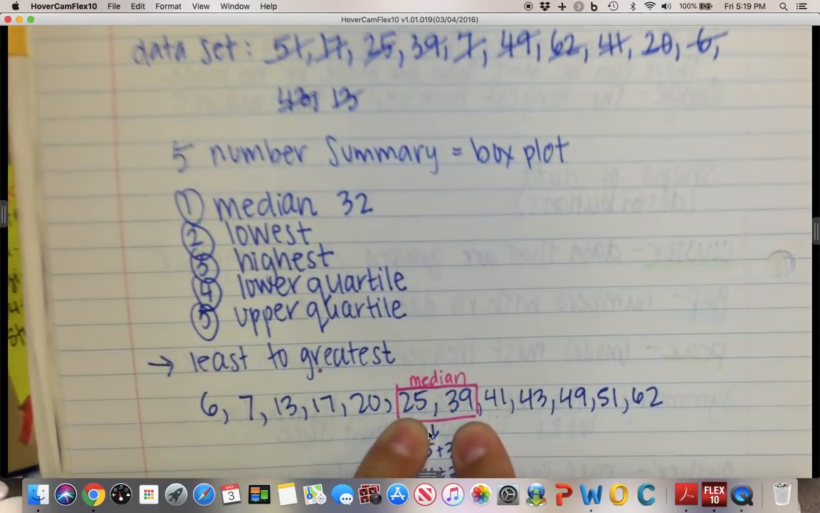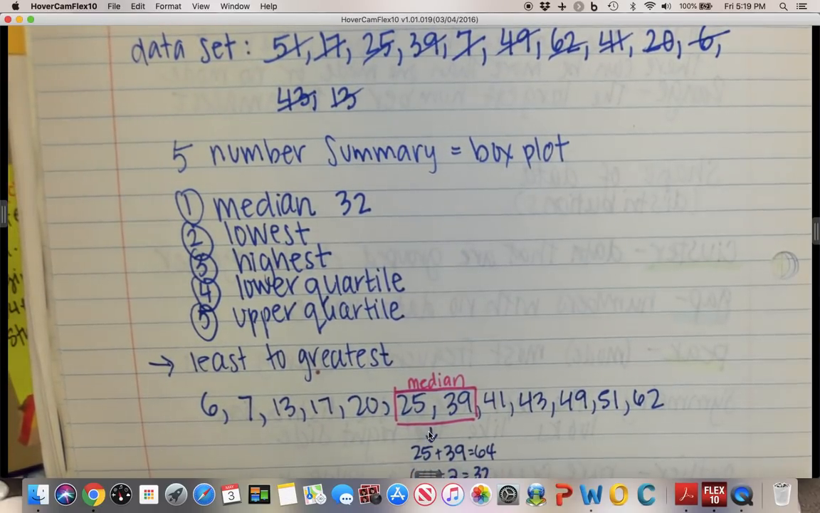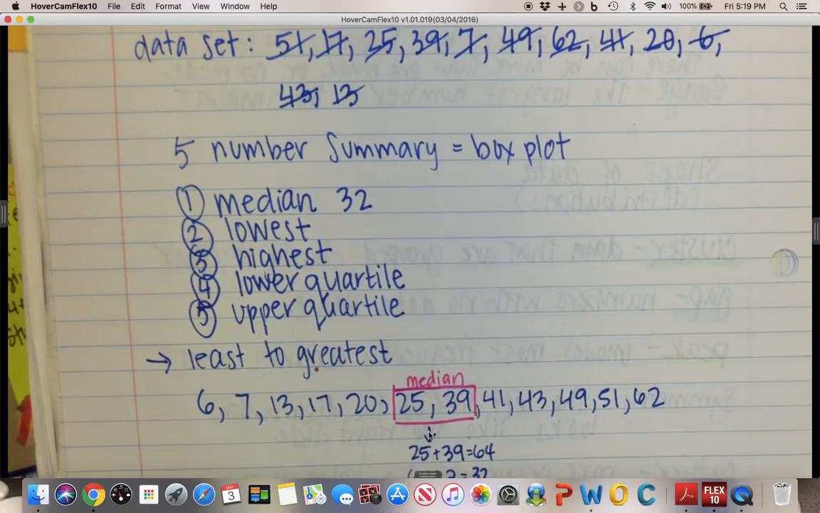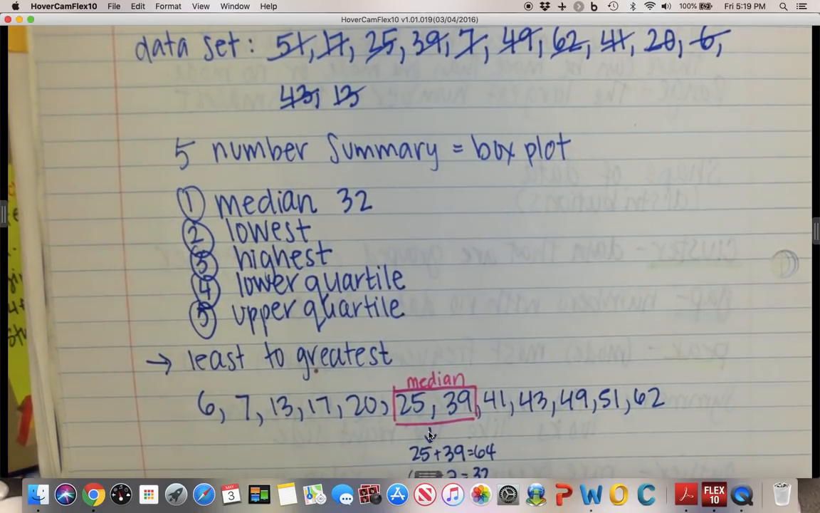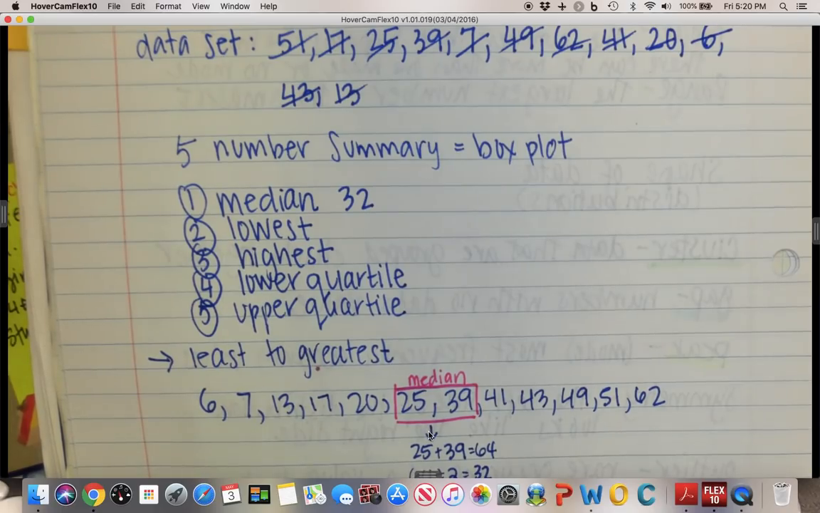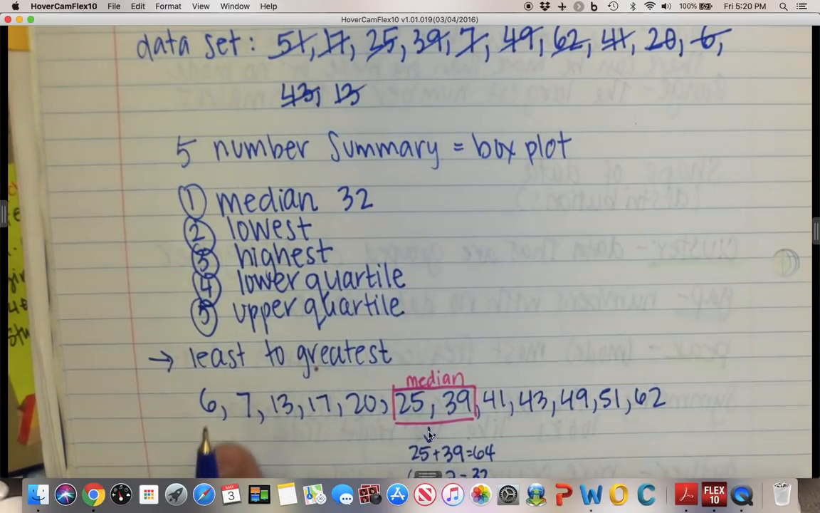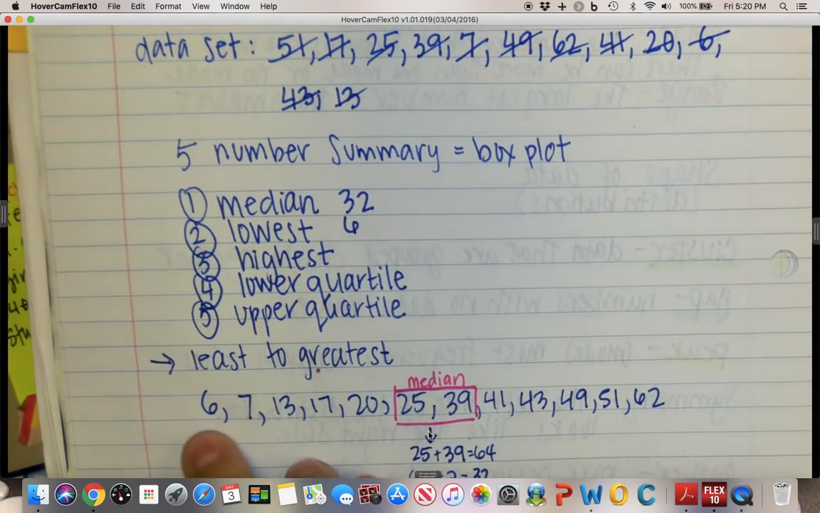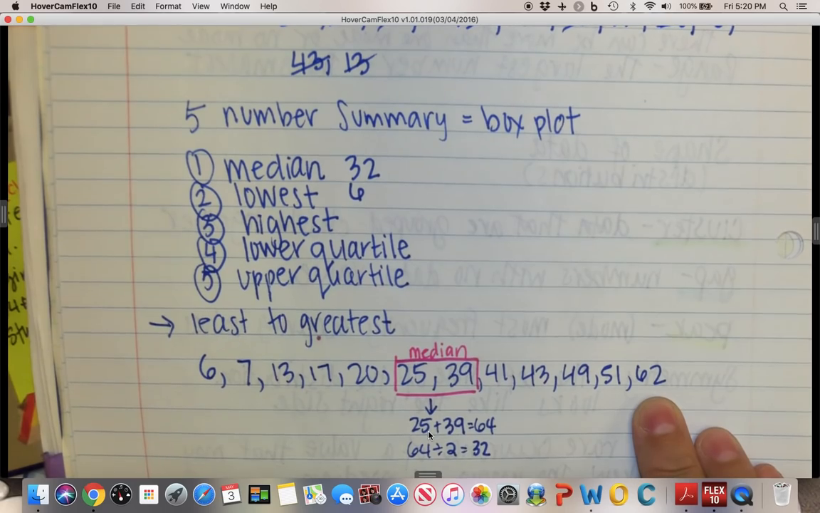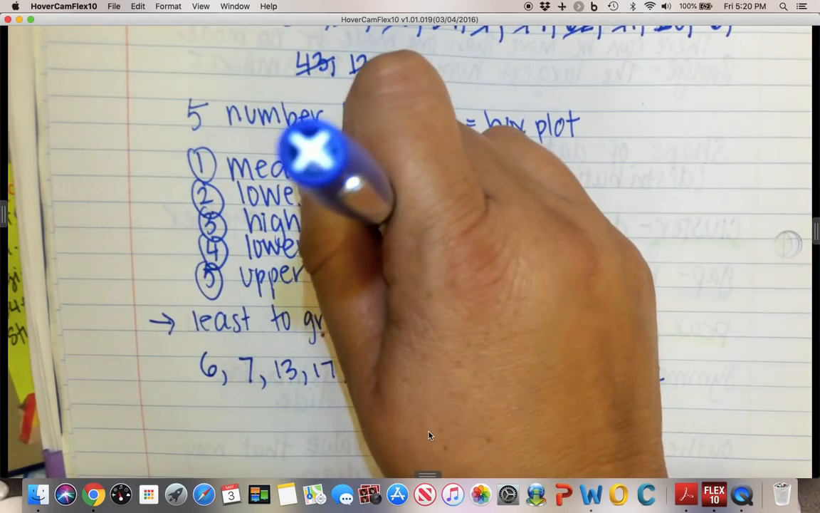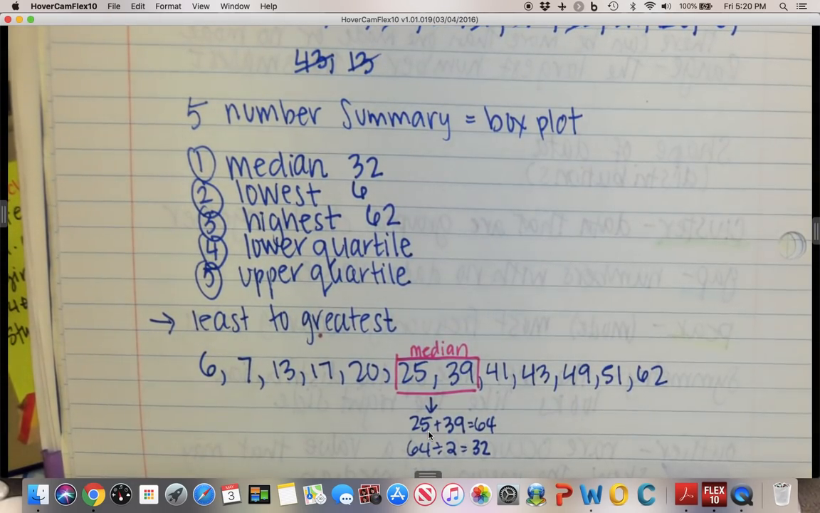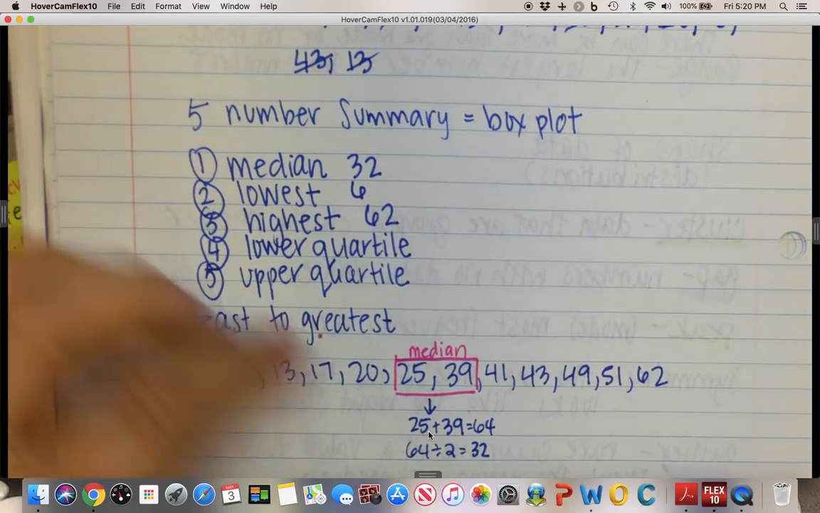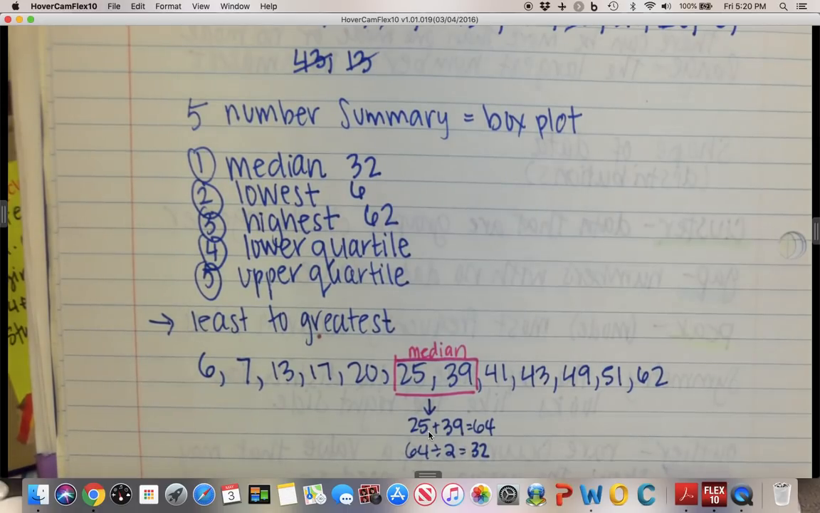I take the 2 in the middle, I add them together, divide by 2, and I get the median, or the average. It's actually the mean of the two. The lowest is 6. The highest is 62. And now I'm going to show you what first quartile, or lower quartile, and upper quartile means.